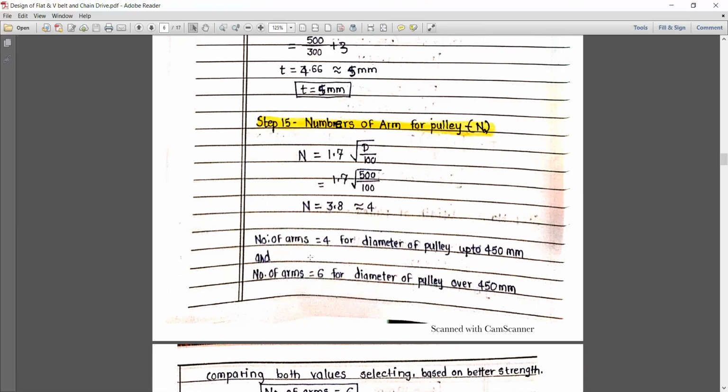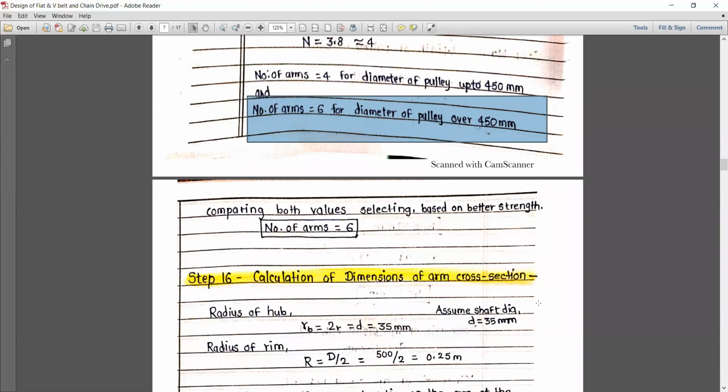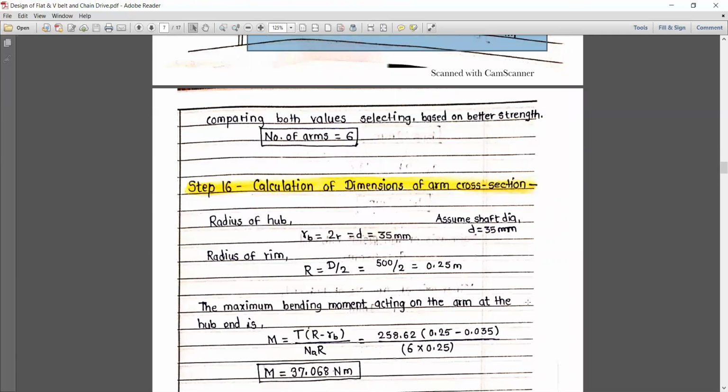But from PSG, we find that the number of arms is equal to 4 for pulley diameter up to 450 mm, and the number of arms is equal to 6 for pulley diameter over 450. Our diameter of pulley is 500, so we have selected the number of arms as 6, as the diameter exceeds 450 and it can increase the beam strength.